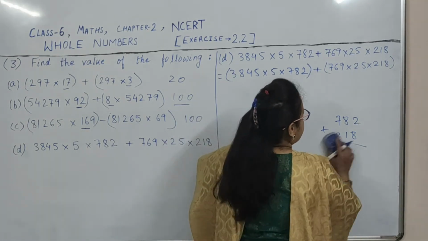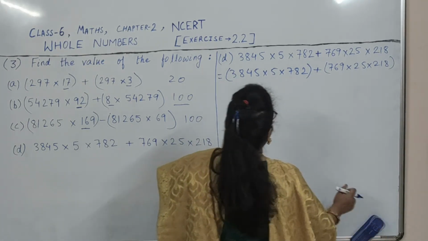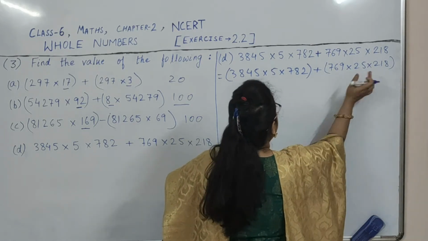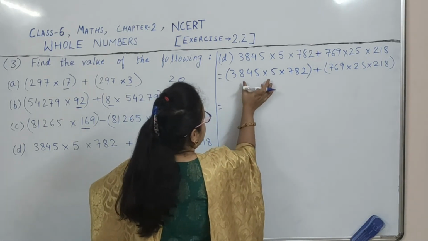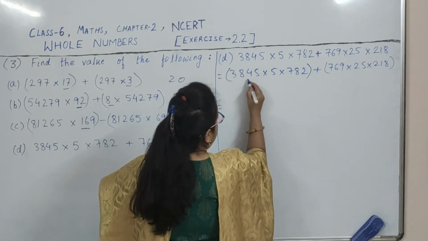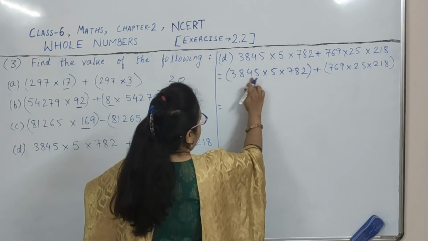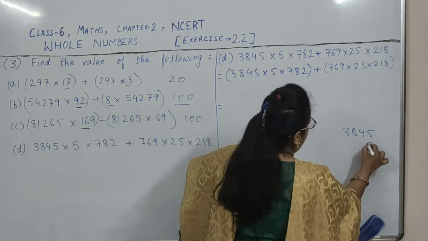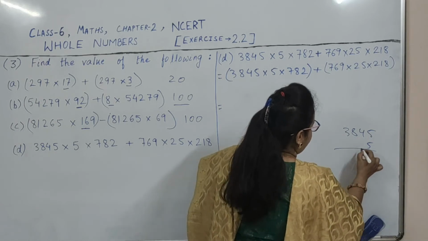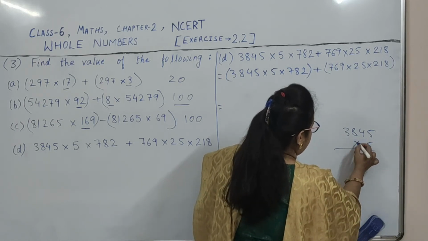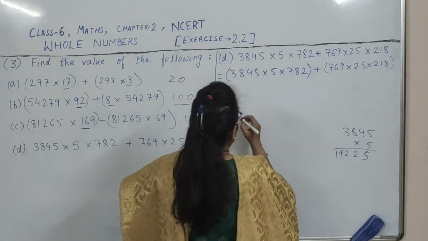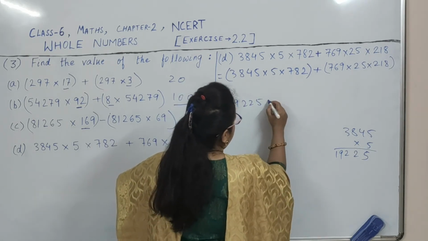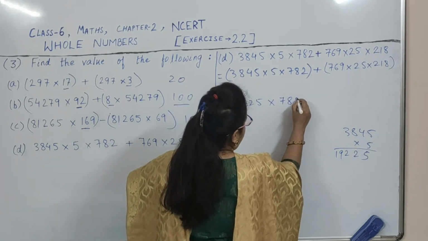So now let us see how to do it. What we want is this number and this number to be inside the bracket. It means we have to find the product of these two numbers. What will be the product of these two numbers? 3845 into 5. 5 5s are 25. This is 19225. This is the product of these two numbers, into 782.